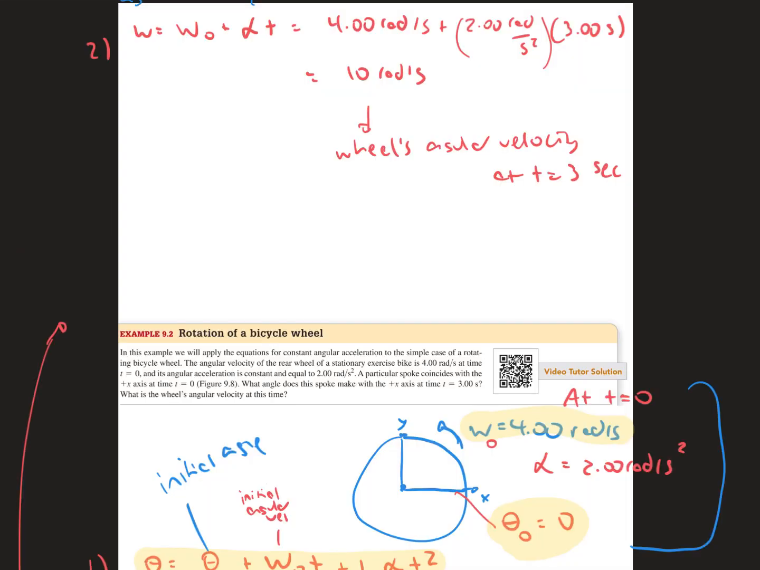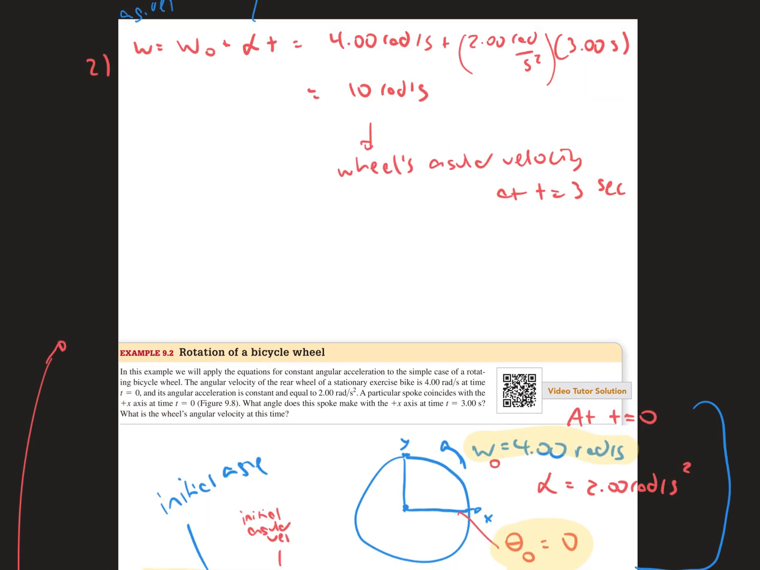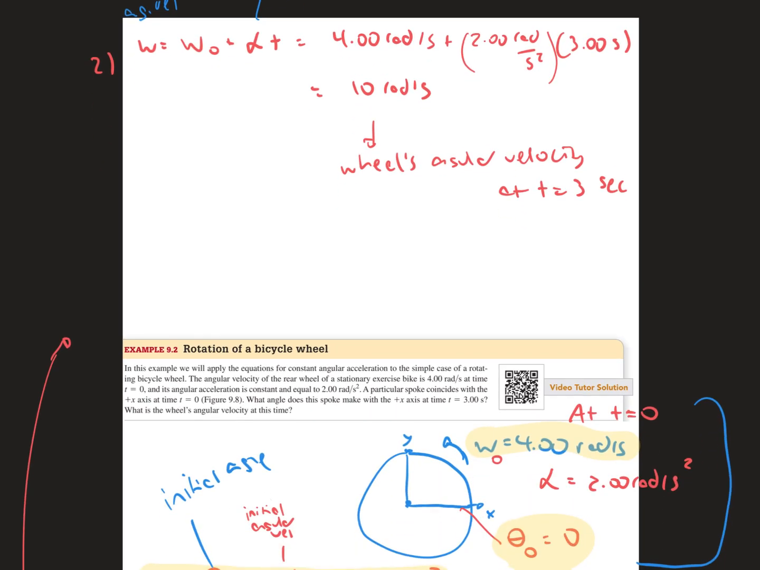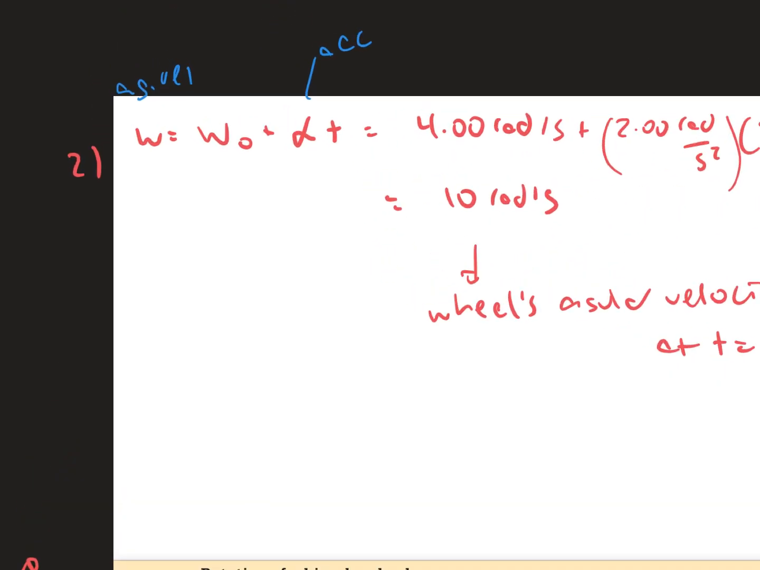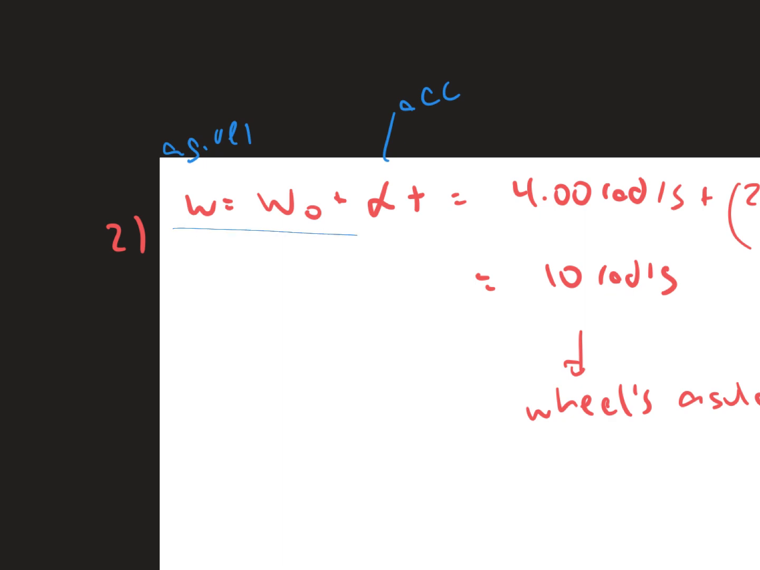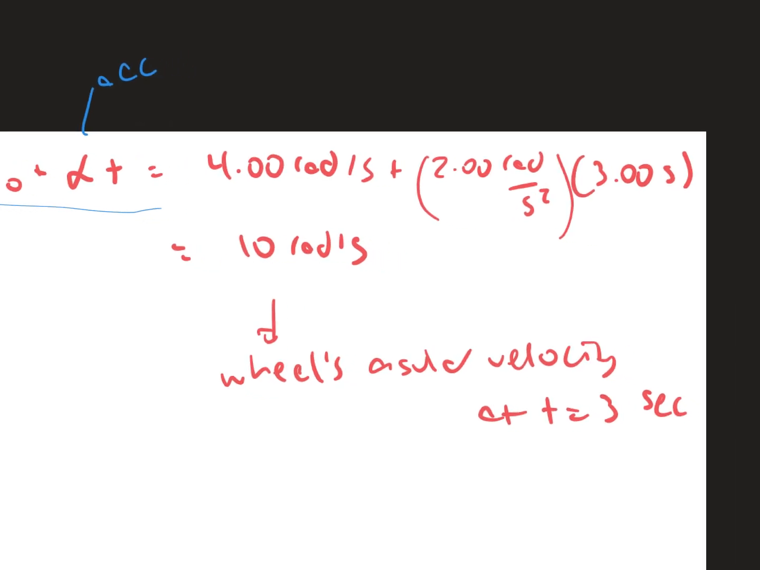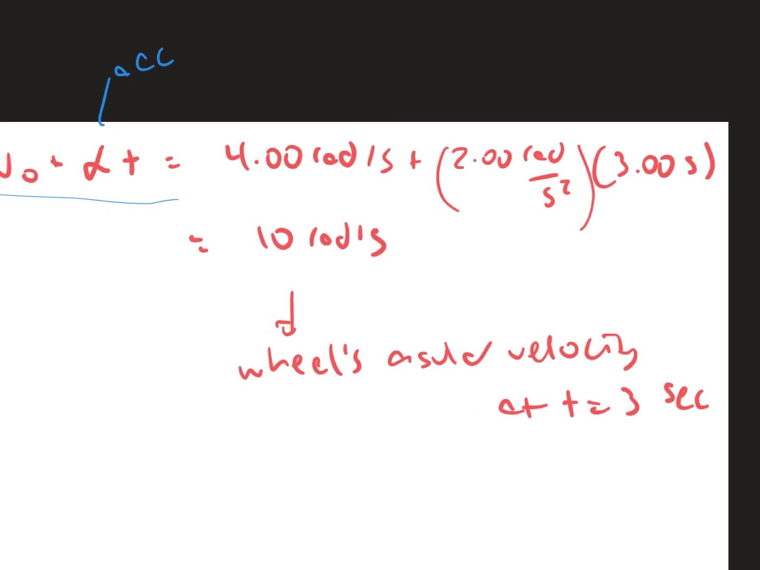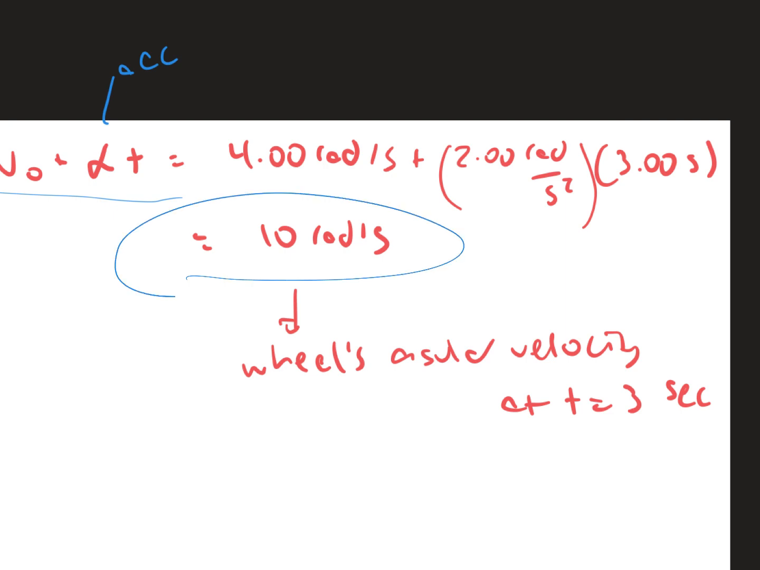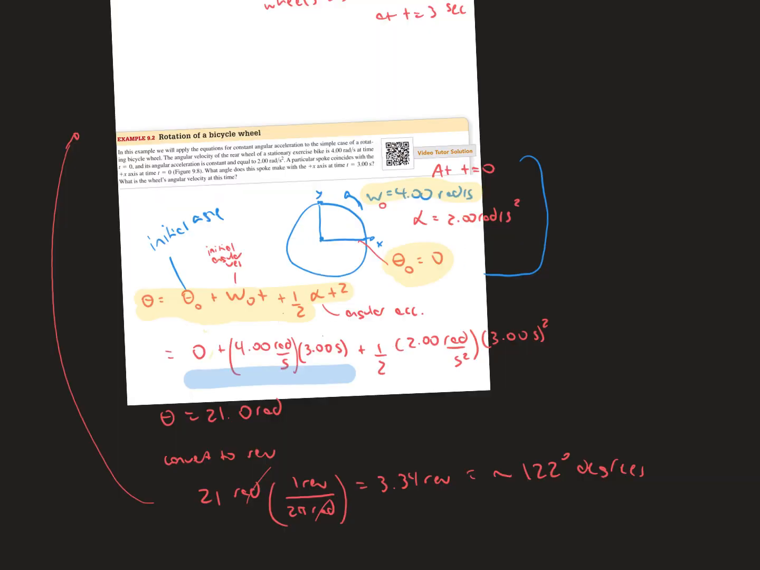Now for the last part, to find the wheel's angular velocity at time equals 3 seconds, we have to use the equation angular velocity equals the initial angular velocity plus the acceleration times the time. So as we plug the values into the equation, we have 4 radians per second plus 2 radians per second squared times the 3 seconds, and that should give us exactly 10 radians per second as our angular velocity.